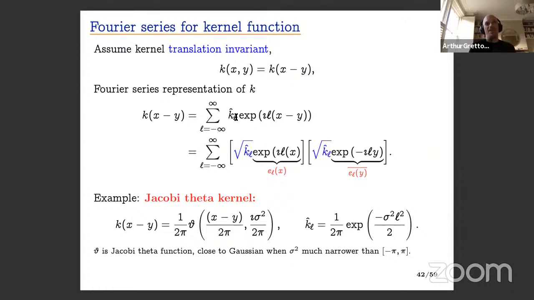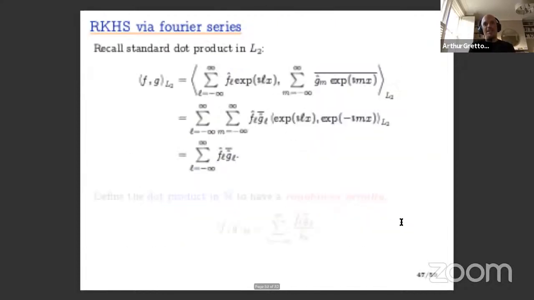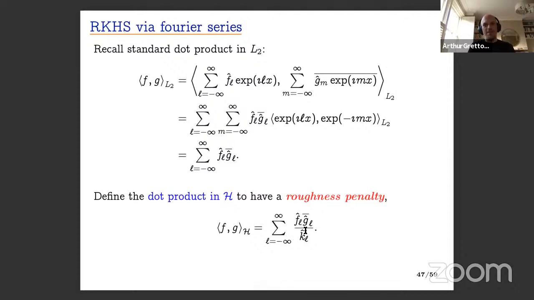If I used, rather than a Jacobi theta kernel, so Gaussian kernel, some other kernel like a periodic Laplace kernel or periodic inverse multiquadric kernel, I would get a different speed of decay of k hat L. So here k hat L is decaying extremely fast, e to the minus L squared. If I used a different kernel, I would have different decay properties. That would mean that I would still have a roughness penalizing dot product, but maybe I would penalize roughness less, or maybe I'd penalize it more.